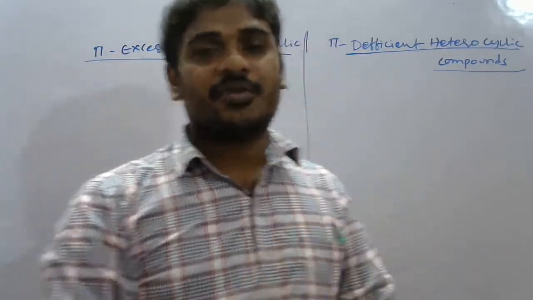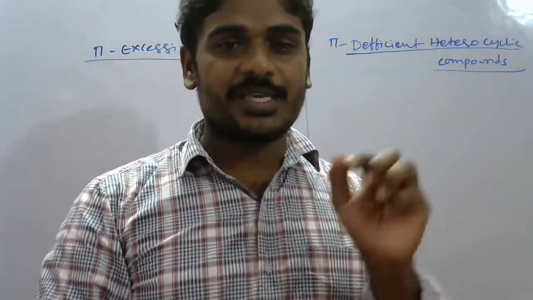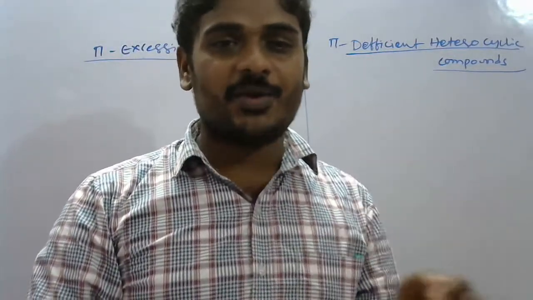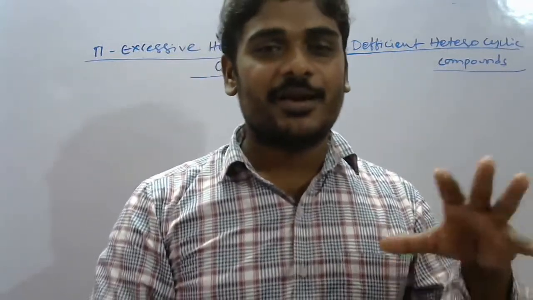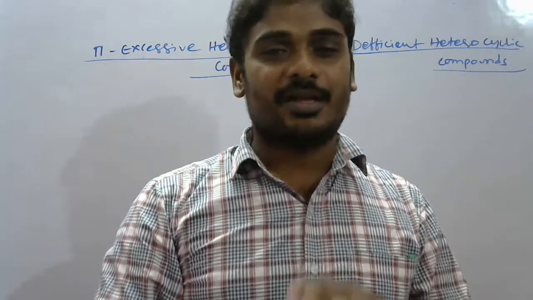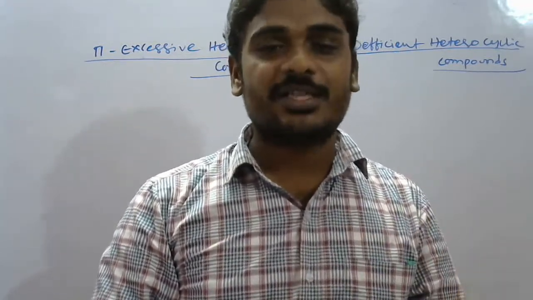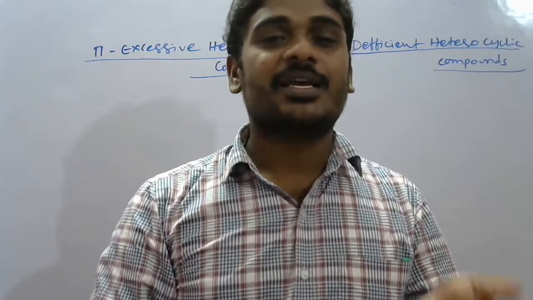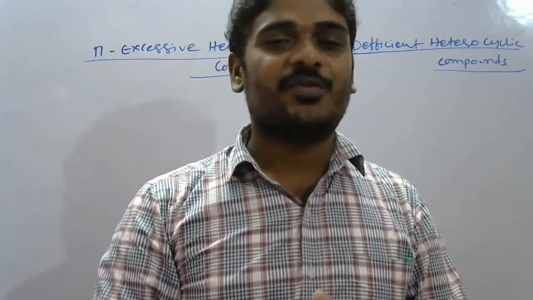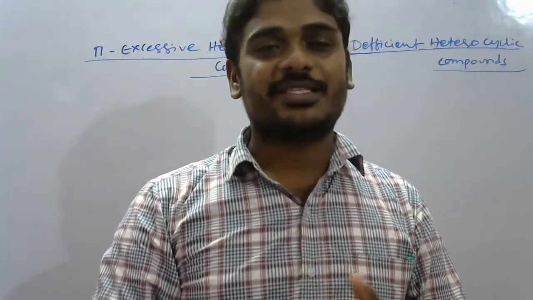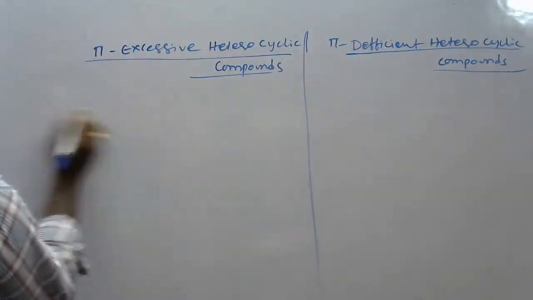In a pi excessive heterocyclic compound, the ring system contains a heteroatom whose lone pair of electrons is involved in the delocalization. Due to the involvement in delocalization, the ring system gets high electron density. Therefore, this system is said to be a pi excessive heterocyclic compound. Okay, so, for example, a pi excessive heterocyclic compound.